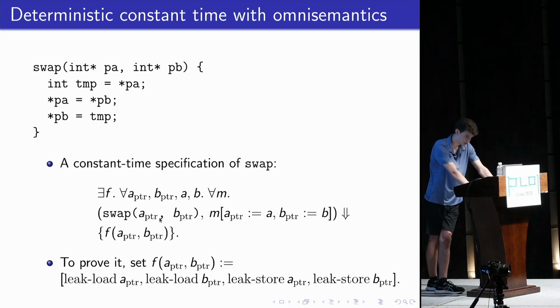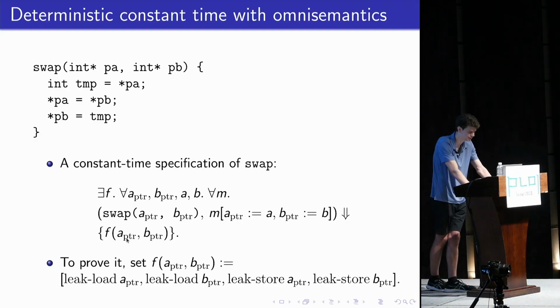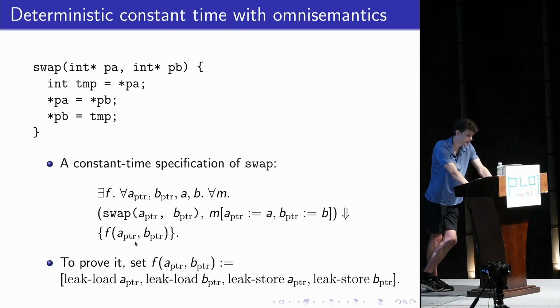Just to explain the syntax here, we say that this program is running to this set of possible final leakage traces. It's a singleton set consisting of the result of applying the function f to the public data here, which is the pointer A and the pointer B. The key point is that the final leakage trace depends only on pointer A and pointer B, and in particular is independent of the values stored at the addresses. And we can straightforwardly prove specifications like this just by instantiating the function f appropriately that is claimed to exist.